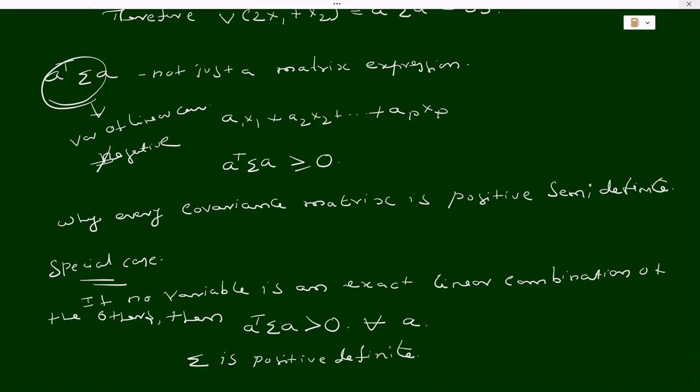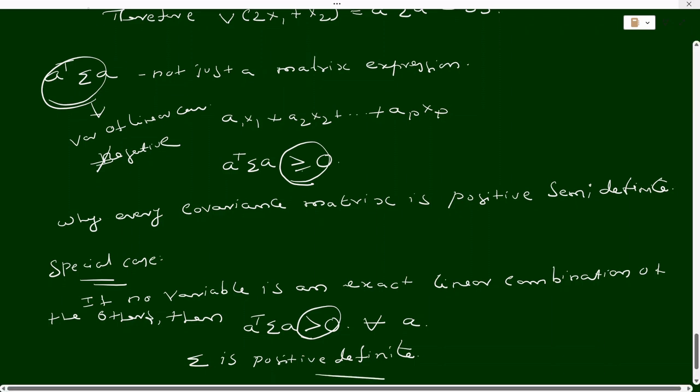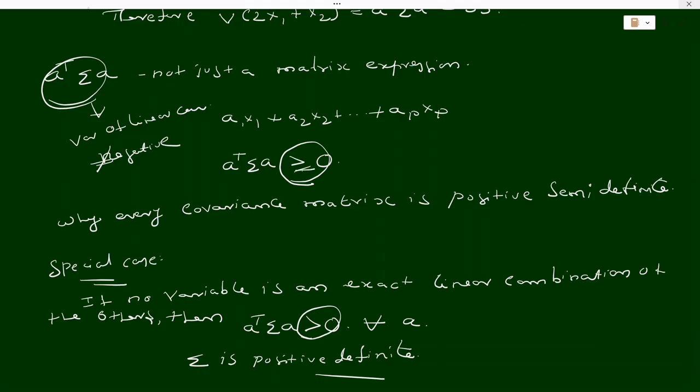So the basic difference between positive definite and positive semi-definite is greater than or equal to, versus only greater than. Here it is only greater than; 0 is not considered. If 0 is not considered, then it is called positive definite. When 0 is included, that is called positive semi-definite.